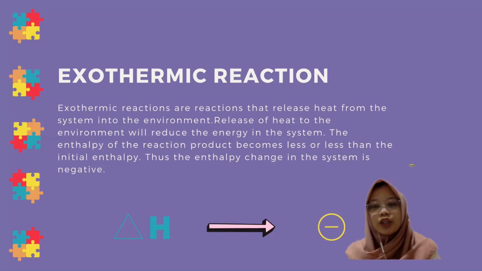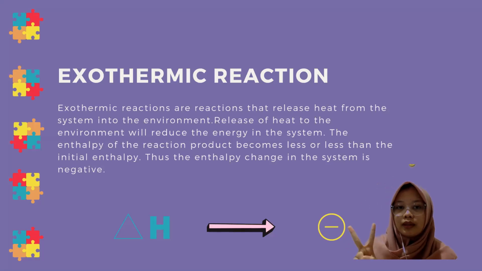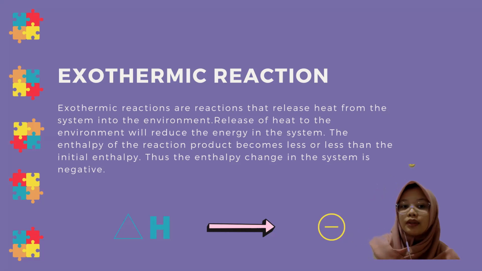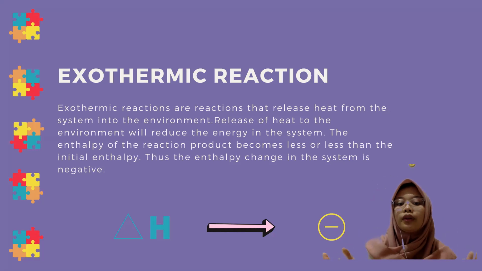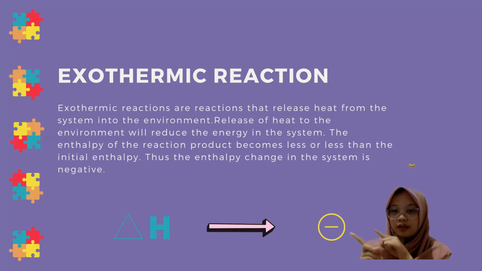In chemical reactions, there are two types. First is the exothermic reaction. Exothermic reactions are reactions that release heat from the system into the environment. Release of heat to the environment will reduce the energy in the system. The enthalpy of the reaction product becomes less than the initial enthalpy. Thus, the enthalpy change in the system is negative, like in this symbol. Delta H means delta enthalpy, and the delta enthalpy will be negative.